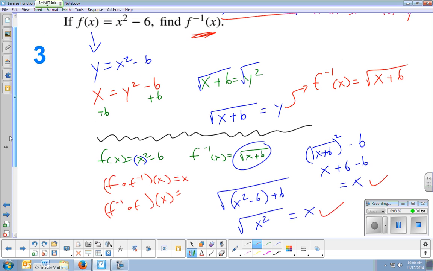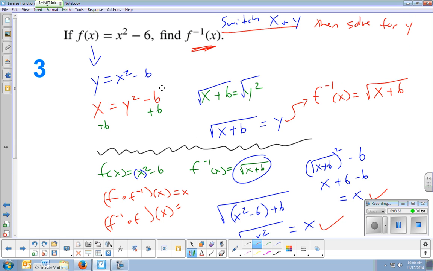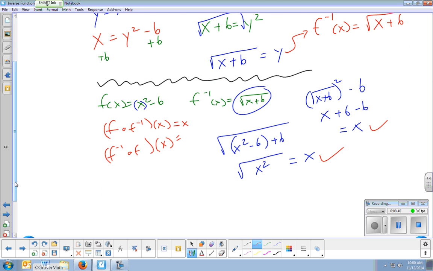And so, solve for y, switch x and y and solve, but then you can confirm, and I'll ask you to do this at some point, confirm they are inverses by showing that plugged into each other both ways gives you x each time.